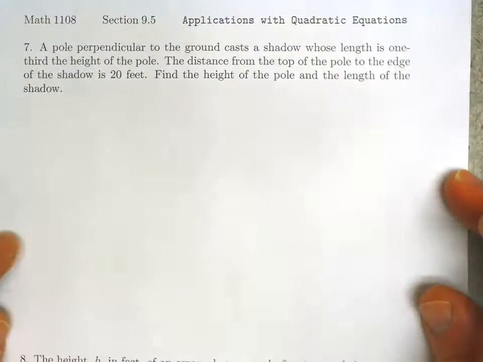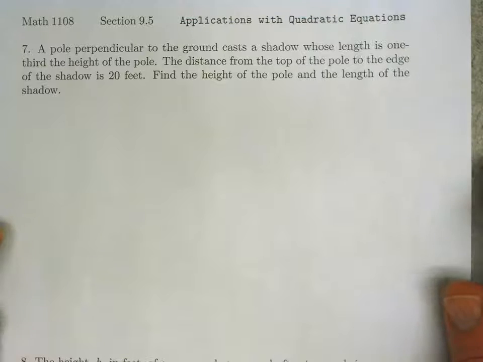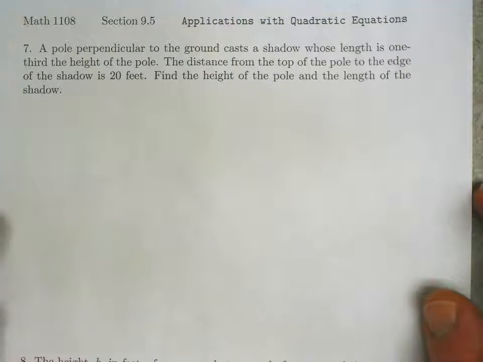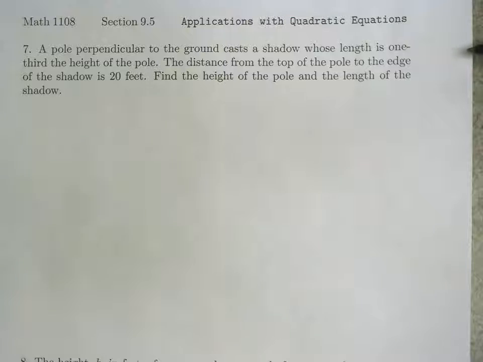Okay, we'll work on this problem, number 7. This one will involve using the Pythagorean Theorem. So a pole perpendicular to the ground casts a shadow whose length is 1/3 the height of the pole. The distance from the top of the pole to the edge of the shadow is 20 feet. And with that information, we can find the height of the pole and the length of the shadow.